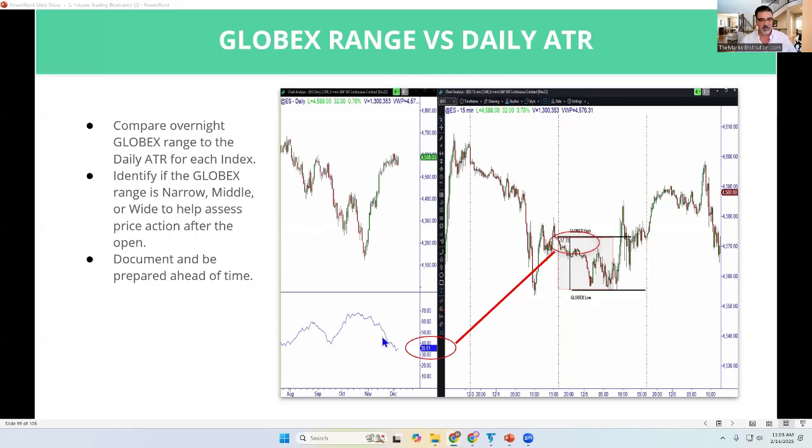So we have a daily chart, and we have the average true range. In this example, the average range on the S&P is 35 points. The Globex range was 17 points, so it's right in the middle between 40 and 70%, which means we would have more of a choppy session open. And when the session did open, it was really choppy. Really whipsaw.